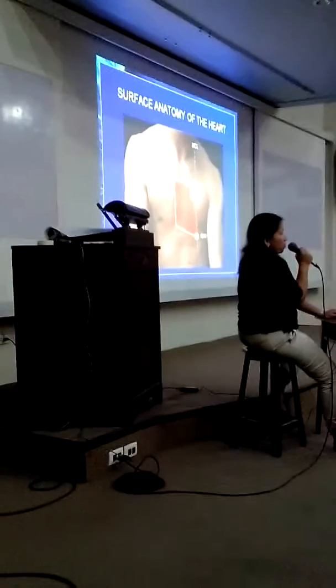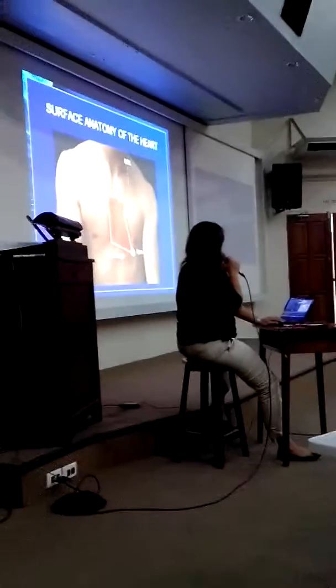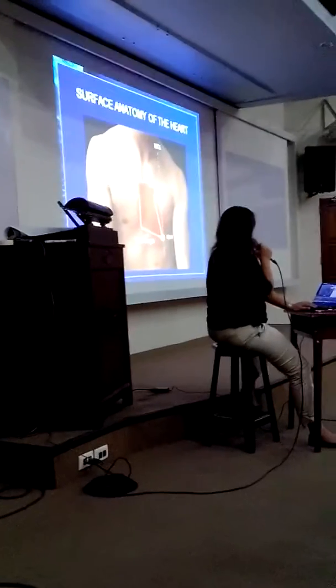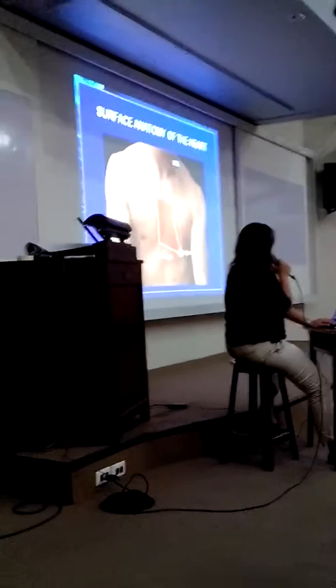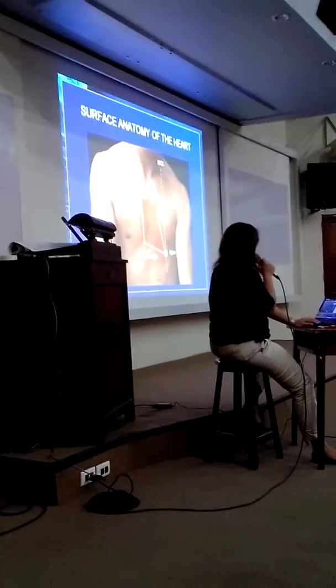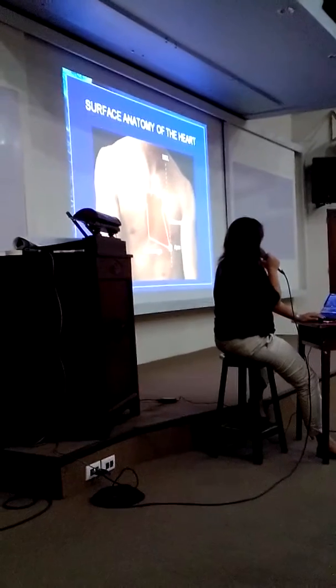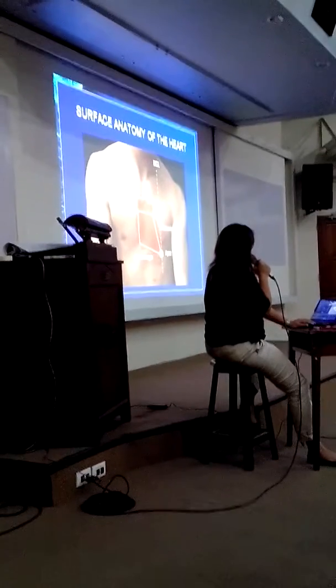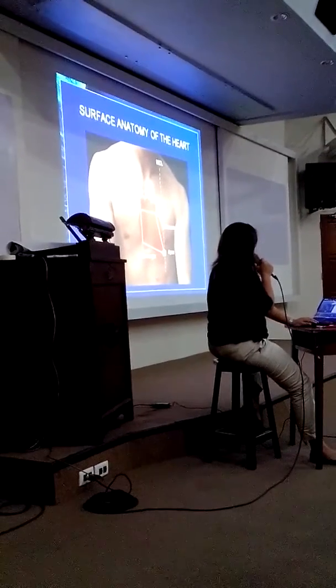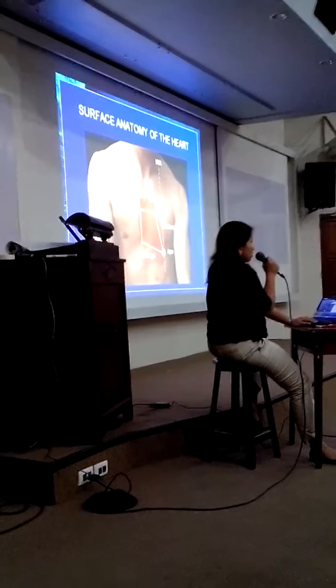The right border is horizontal and is formed mainly by the right ventricle and partly by the left ventricle nearly the apex. The left border of the heart is formed mainly by the left ventricle and to a slight extent by the left auricle at the superior end. And the upper border is composed mainly by the right and left atria and its auricles.